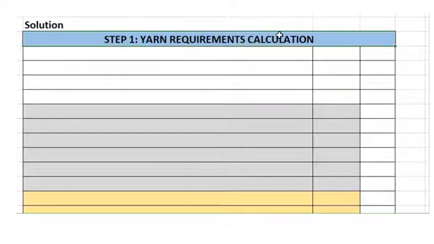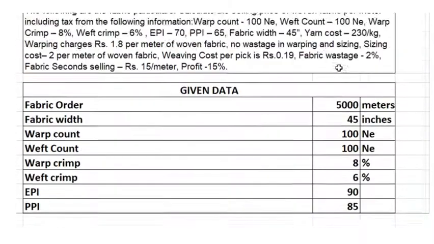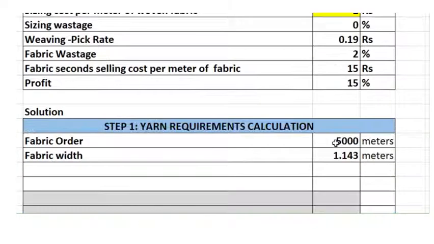So first is the yarn requirements. In the yarn requirements, first let us look into the cloth requirements, and then the warp and weft. So first is the fabric order, that is already given in the question, 5000 meters. The fabric width is also given. It is 1.143 meters. It is not given in meters; it is given in inches. So we are converting the same into meters. Both are to be in the same unit for the cost calculation purposes.